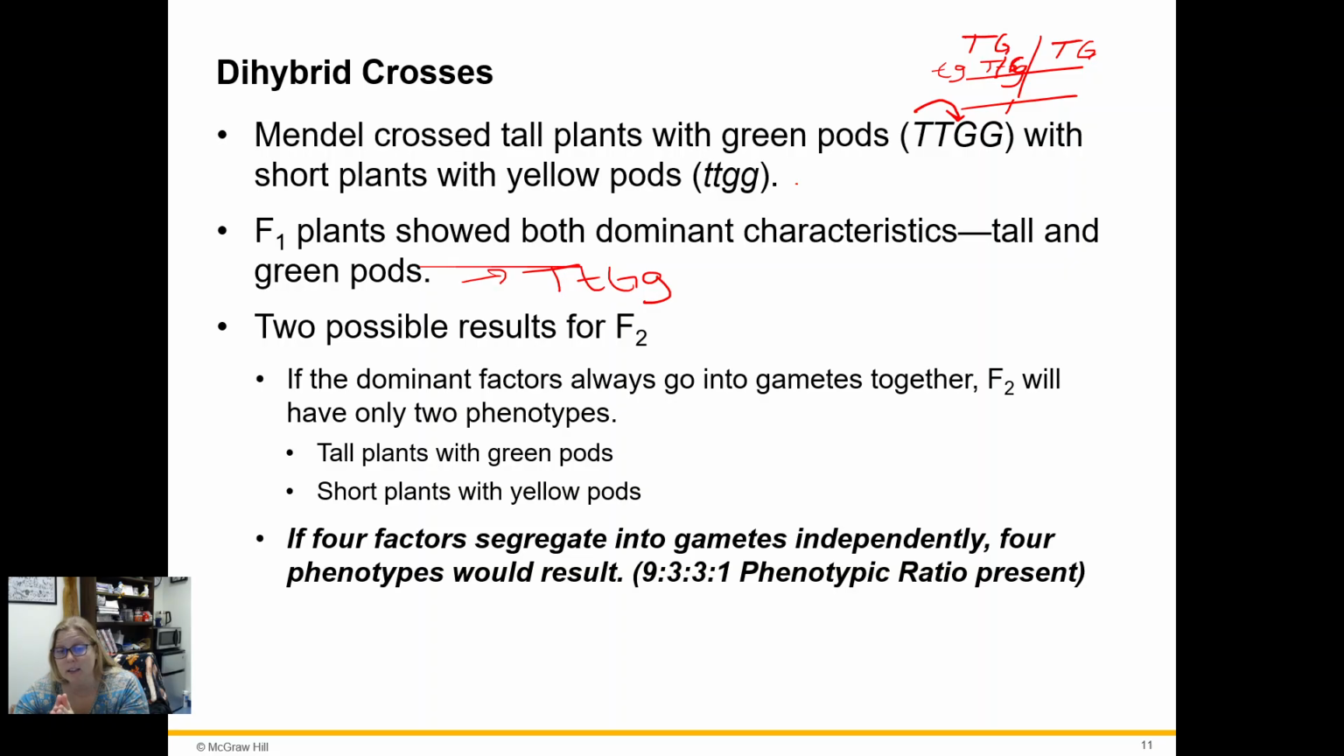Now, there's two possible results for this, okay? I could end up with tall plants with green pods and short plants with yellow pods, and that would be what would happen if the dominant factors stuck together. Or, if the four factors segregate into the gametes independently, independent assortment, we would actually see four phenotypes present as a result. So what happened?